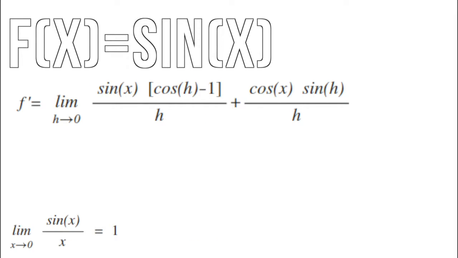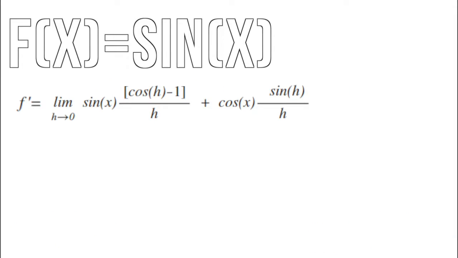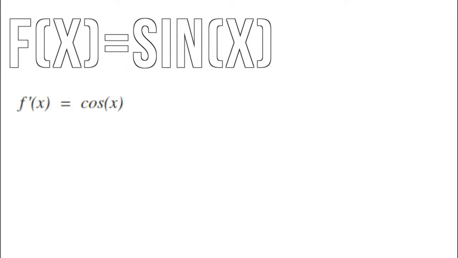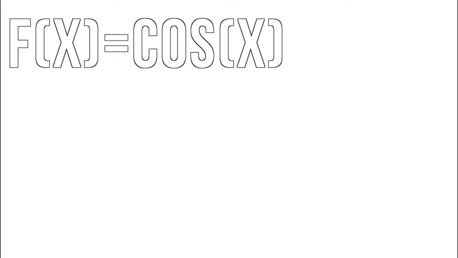We also know the special pattern as an input approaches 0, sine of x over x equals 1, and cosine of x minus 1 over x equals 0. Knowing that, the derivative of sine equals the limit as h approaches 0 becomes 0 times sine of x plus cosine x times 1, we end up with the derivative of sine of x equaling cosine of x. Simple, isn't it? Now we take a look at cosine.